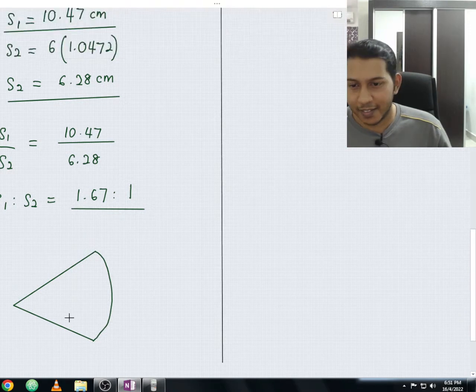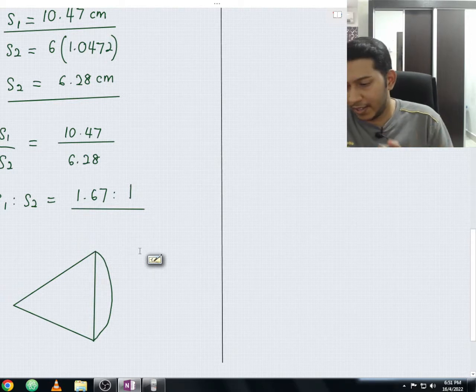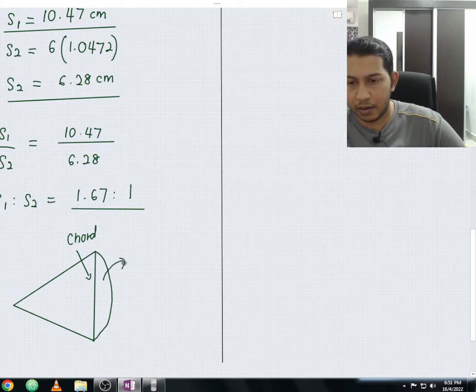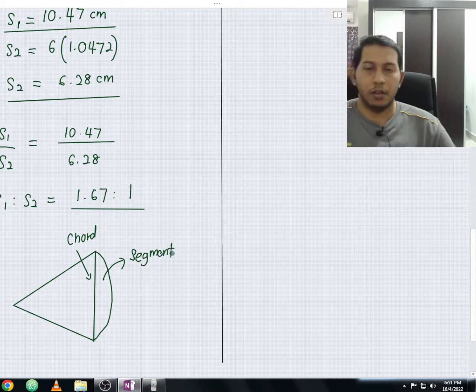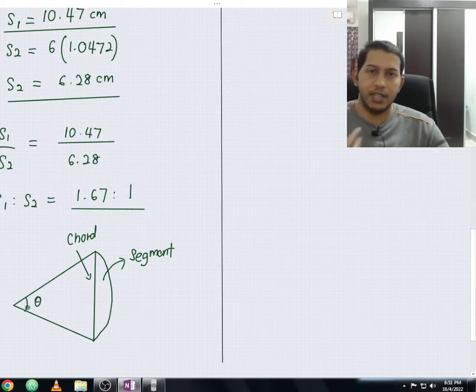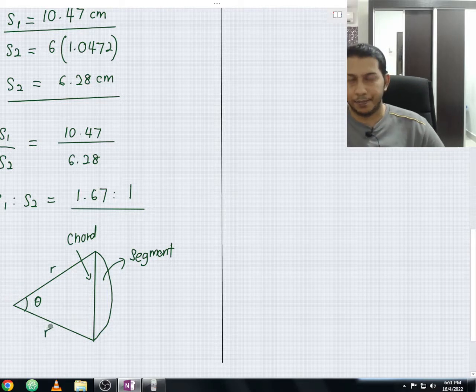So, okay, so this is the sector of a circle. Let us draw a chord over here. For those of you who don't know, this is actually a chord, and this region bounded by the chord is known as the segment. This angle still remains the same, in terms of theta, and this is the radius of the sector.